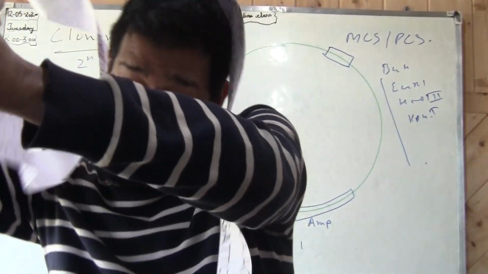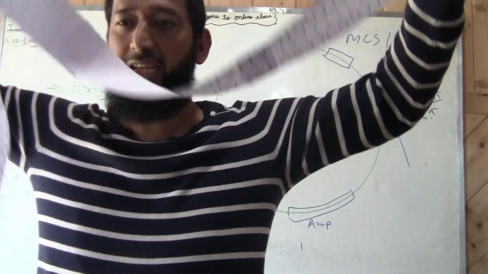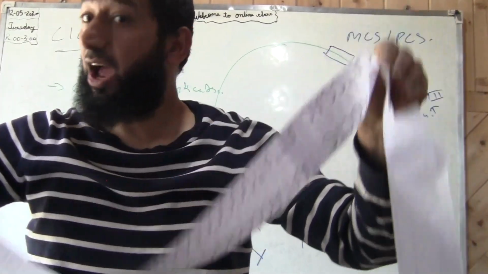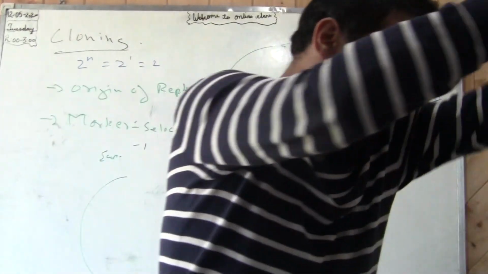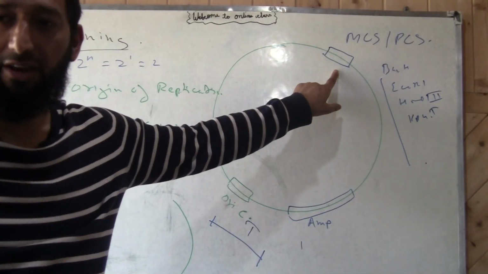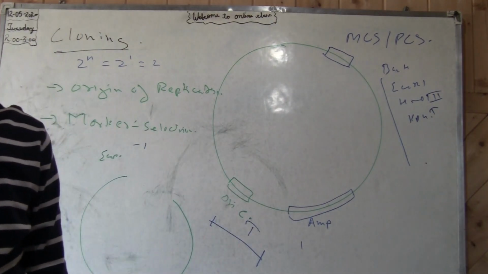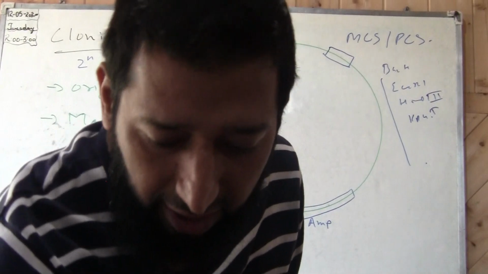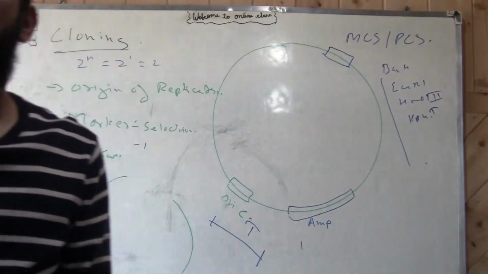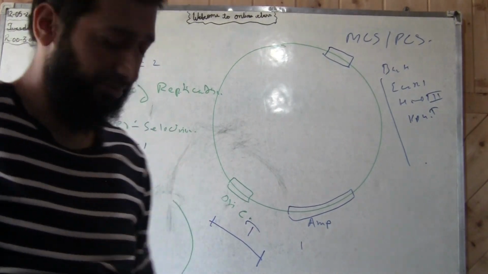So in this way, now you have a vector that has your insert. And how did we do that? We restricted it with a restriction enzyme whose site was in the multiple cloning site. So the multiple cloning site is a site that is rich in restriction recognition sequences, and it is a site where we put our gene of interest.